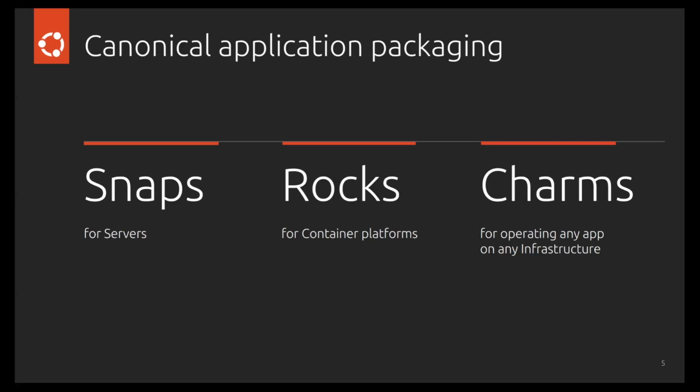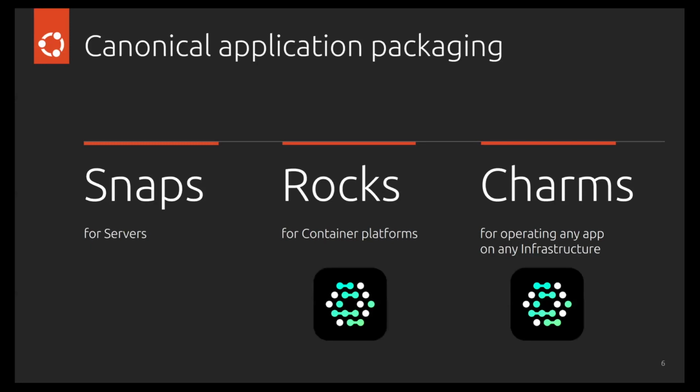In general, in Canonical, we have three main packaging standards. One is snaps, which are primarily a way to package applications and their dependencies for servers or desktop applications. Rocks are basically our version of opinionated Ubuntu distroless container images. And then charms. Charms are, as we will look at in a bit, packages that help attach operational code to a specific workload.